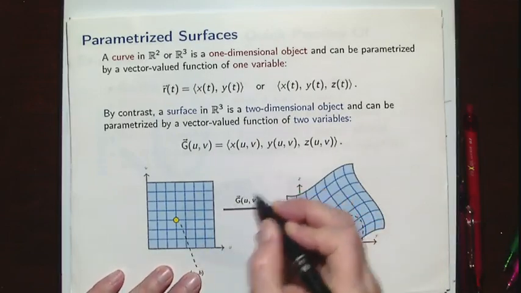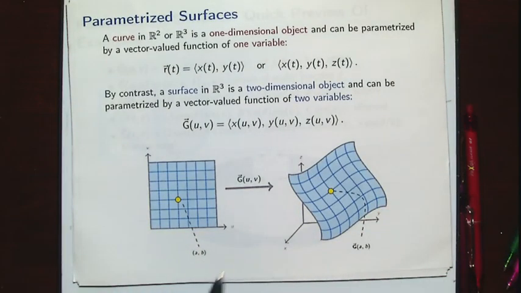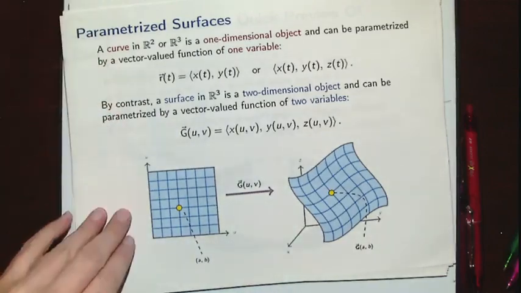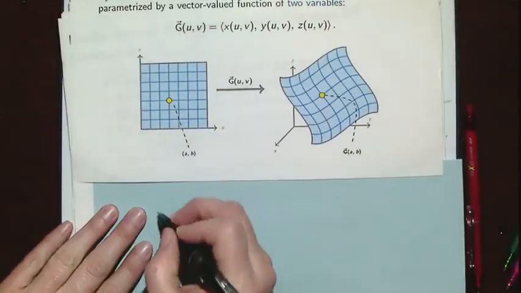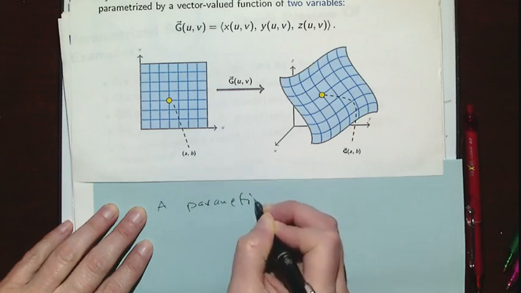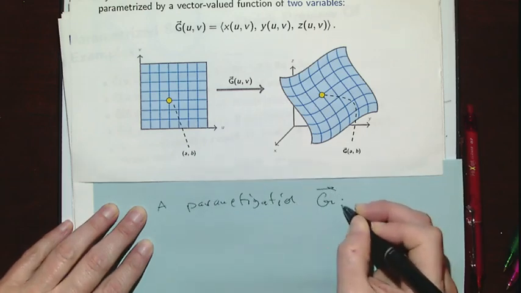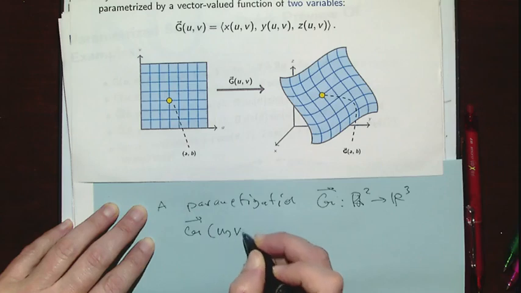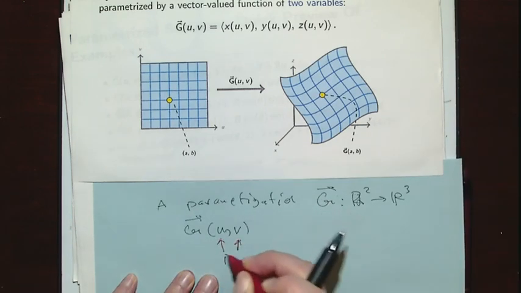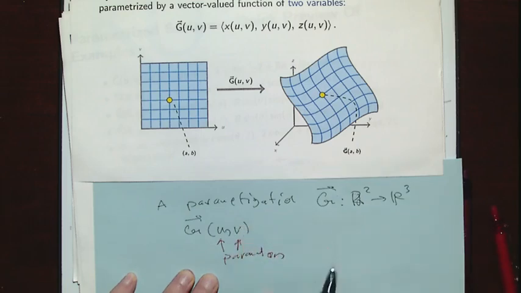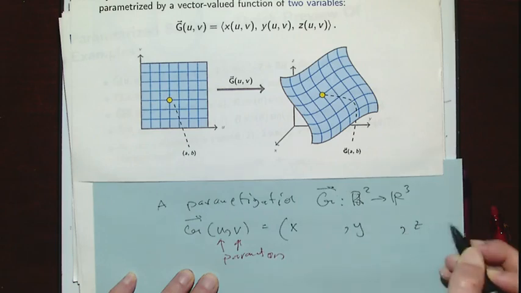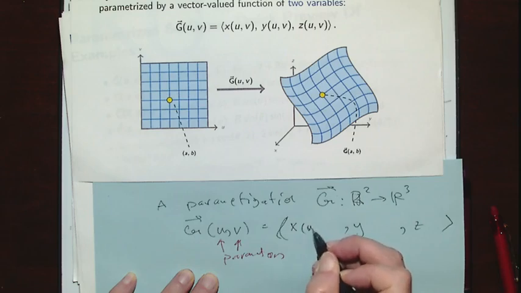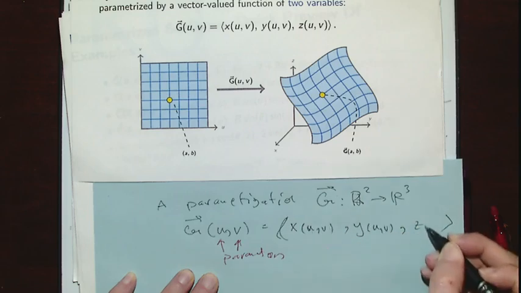So a parametrization G from R2 to R3 takes two parameters, U and V, using three functions, X, Y, and Z. X and Y and Z are all functions of U and V.